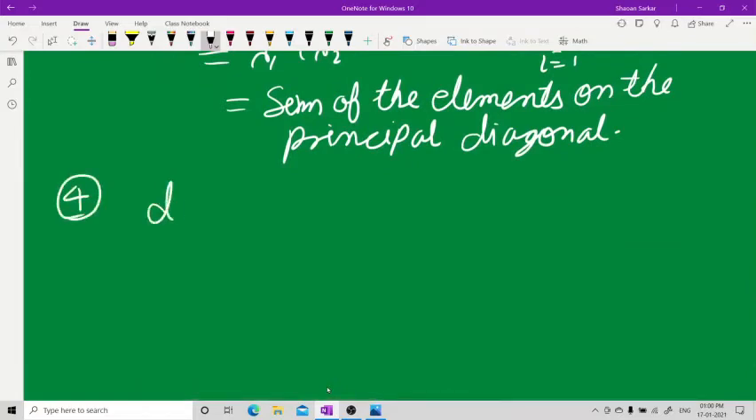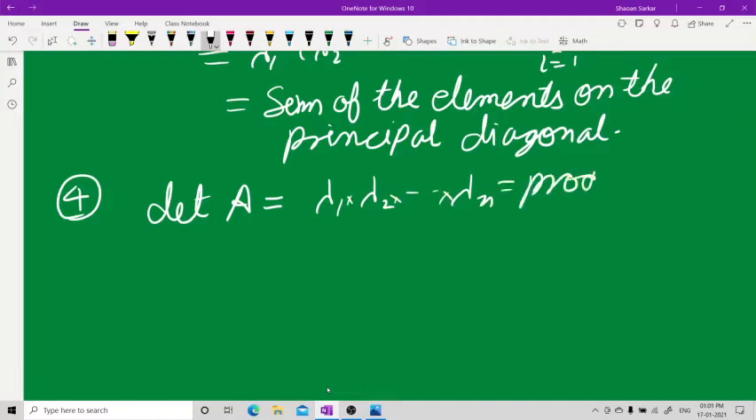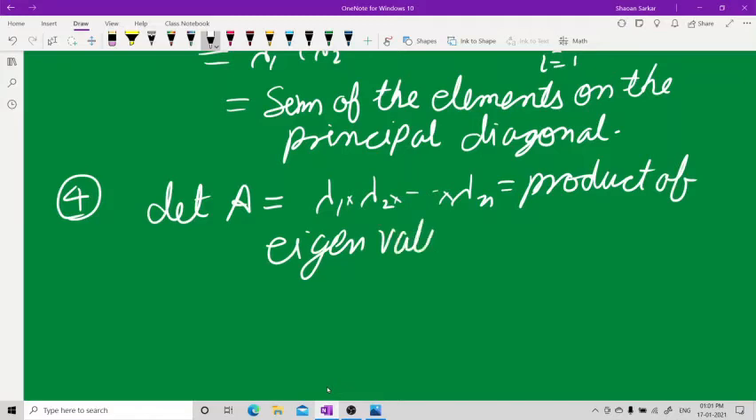Now, the fifth property, the product of the eigenvalues. The determinant of A is nothing but lambda 1 into lambda 2 into lambda n. You are multiplying all of these, and this is nothing but the product of the eigenvalues.